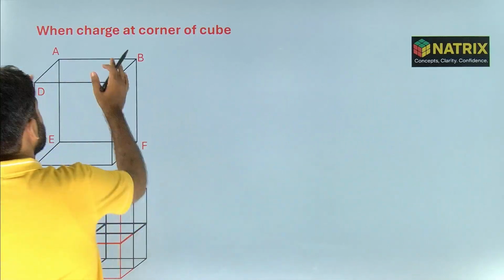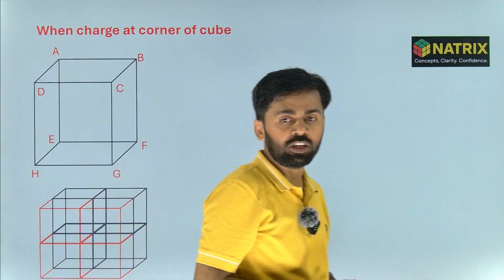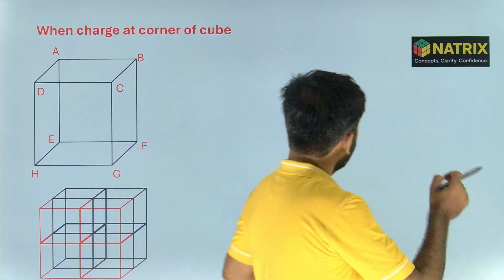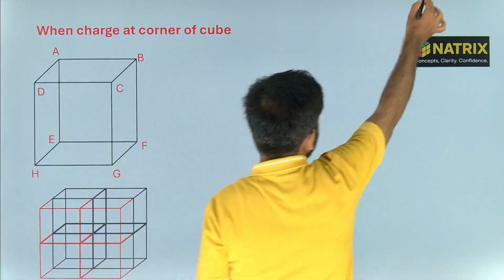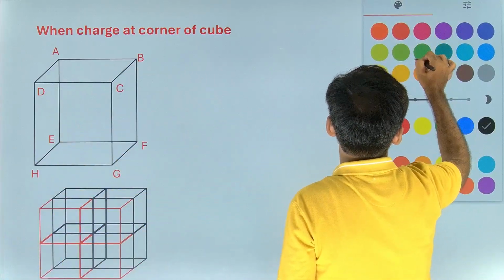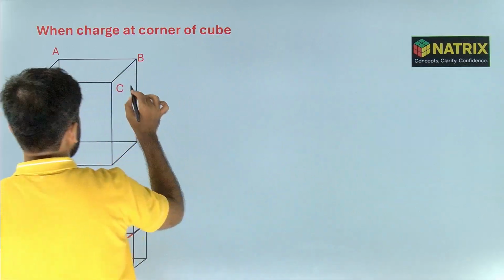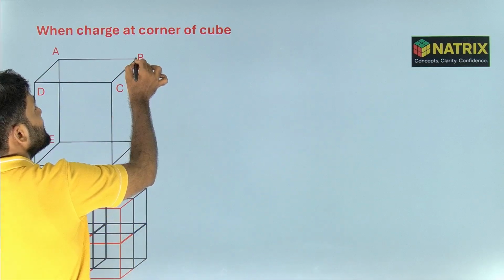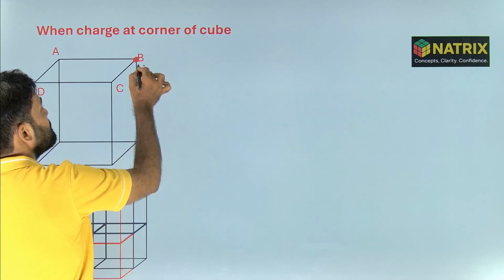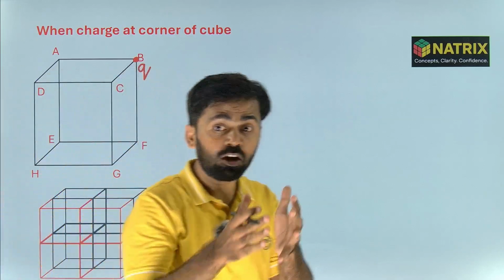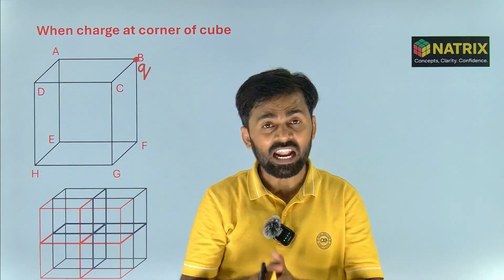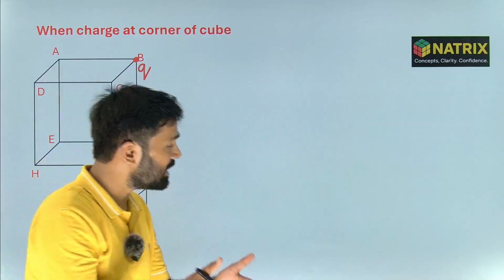Now what happens if the charge is not inside the cube? Say the charge is present somewhere here at the corner of the cube. Let me consider that a charge is placed here at the corner, say at B. The charge is placed at the corner of the cube. Then in that case, what is the flux here?